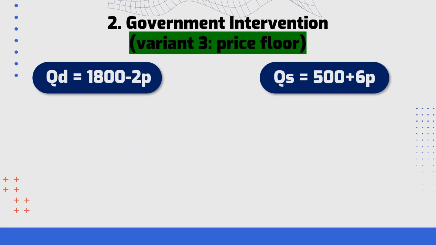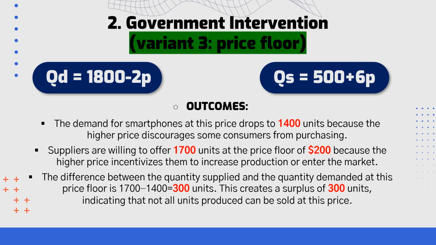Because it's a price floor. So what can we draw in the form of conclusion based on these calculations? The demand for smartphones at this price drops to 1,400 units because it's definitely a higher price, which discourages some consumers from purchasing. So suppliers are willing to offer just 1,700 units at this price.